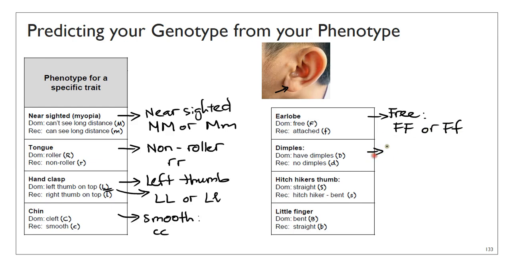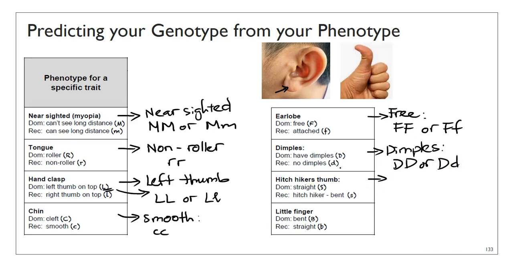Dimples. I do have dimples. I have 1.5 dimples. The funny thing is one of my dimples is already there, but the other one only started developing when I got older. It's so creepy. But okay, I have dimples. This is the dominant trait, so I know I have at least 1 copy of this allele, but I don't know how many I have. So I could either be homozygous dominant or heterozygous here.